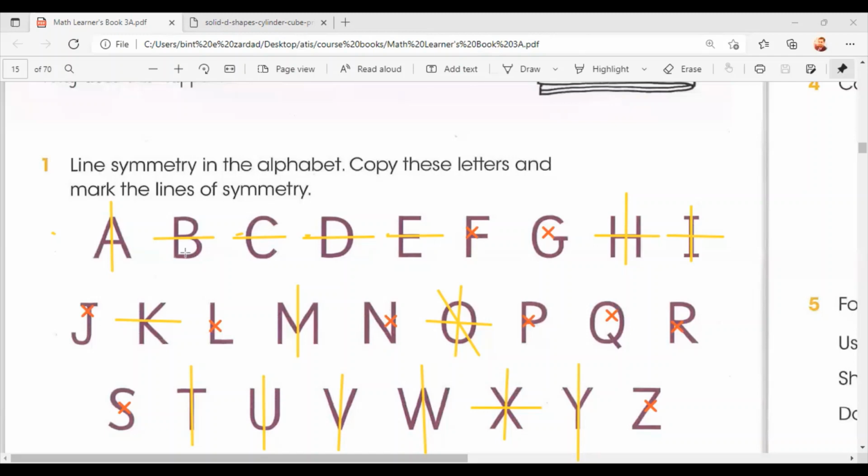So you can see here: one line of symmetry, no line of symmetry, two lines of symmetry, and more than two lines of symmetry. Only one alphabet letter has more than two lines of symmetry. So let's solve the question answer.